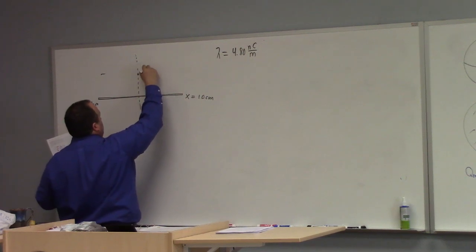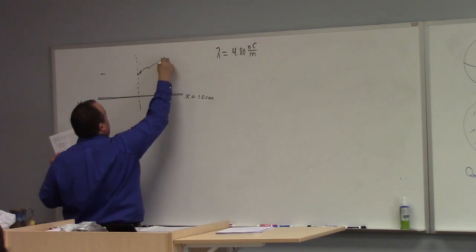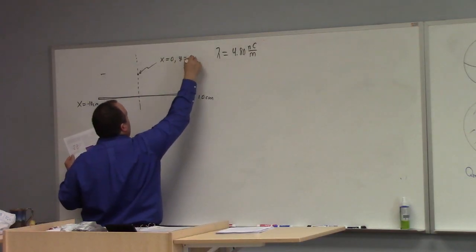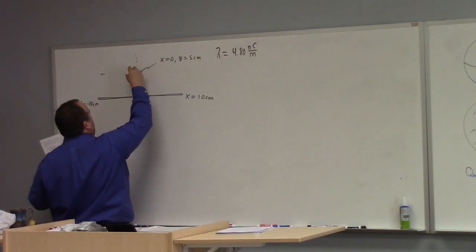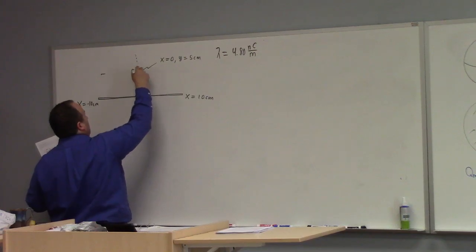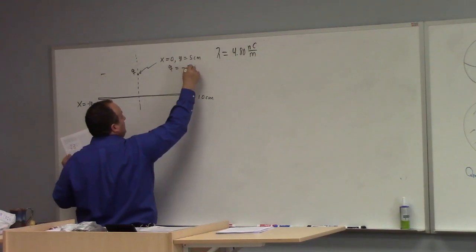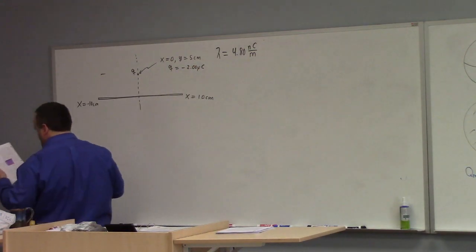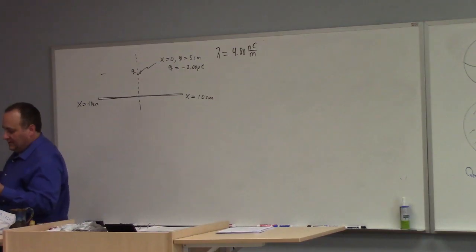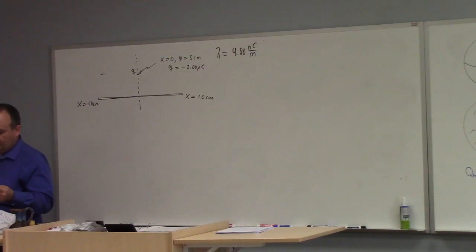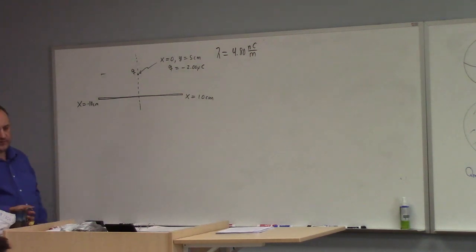So here, x equals 0, y equals 5 centimeters. We've got a charge of q equals minus 2.00 microcoulombs. All right. The question is, what is the magnitude and direction of the force that the charged sphere exerts on the line of charge? Right? So, what do you guys think?